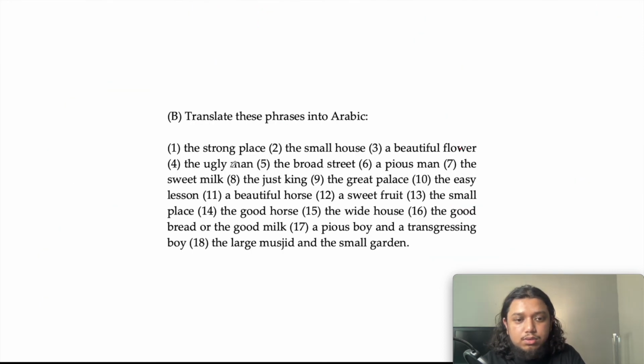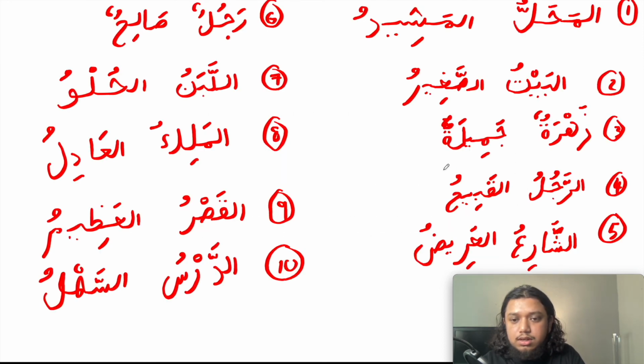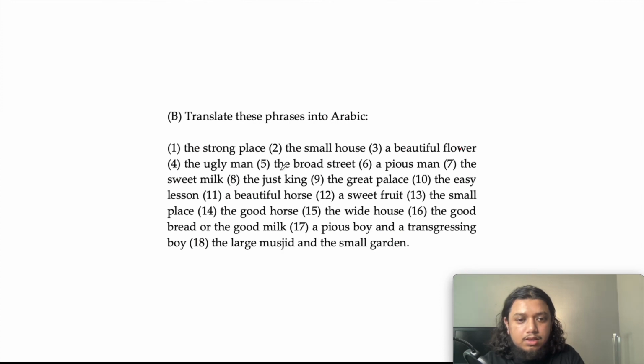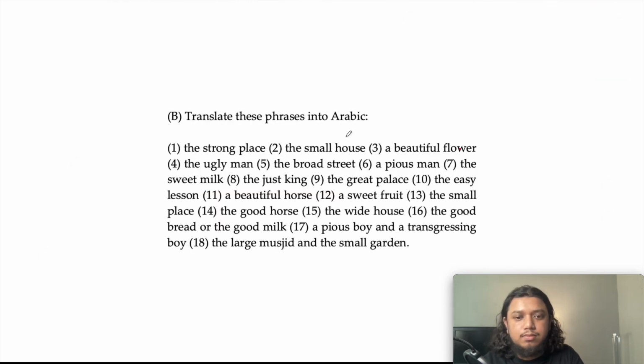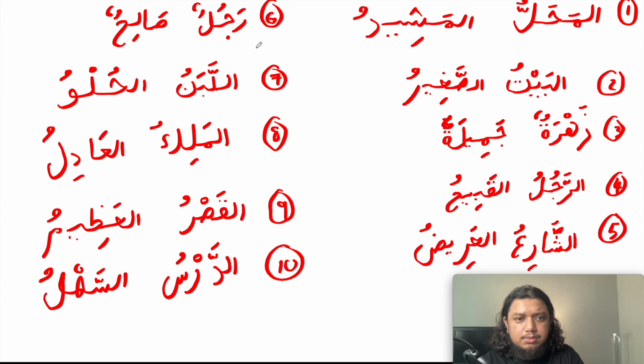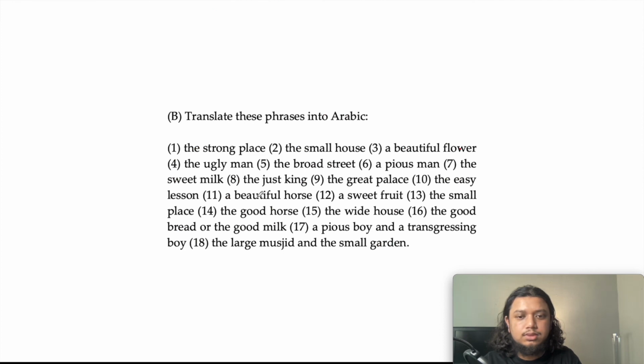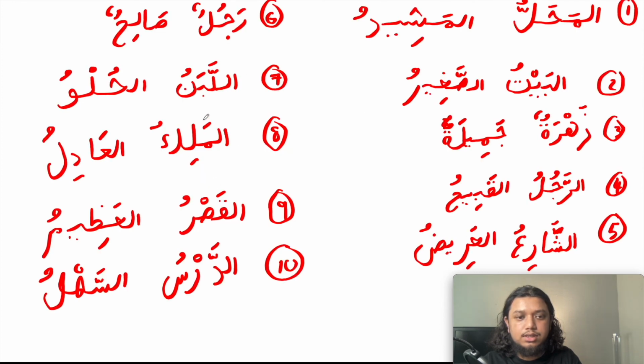Number 4, the ugly man is Ar-Rajulu Al-Qabih. Number 5, the broad street is Ash-Shari'ul Arid. Ash-Shari' Al-Arid. Number 6, a pious man is Rajulun Salih. Number 7, the sweet milk, is Al-Labanu Al-Hulw.